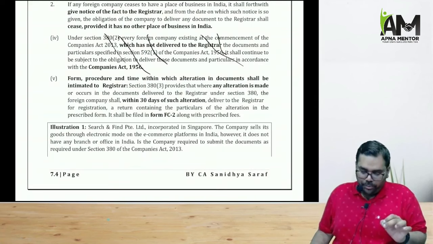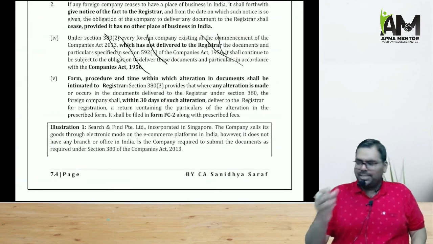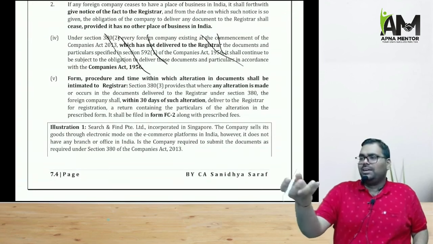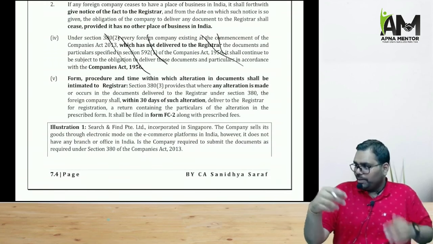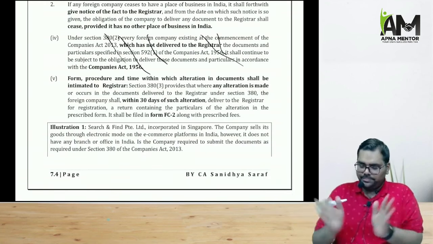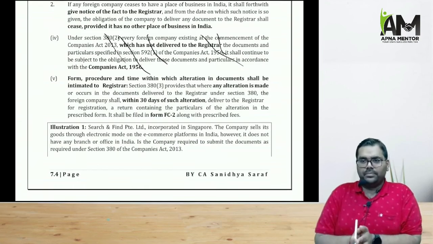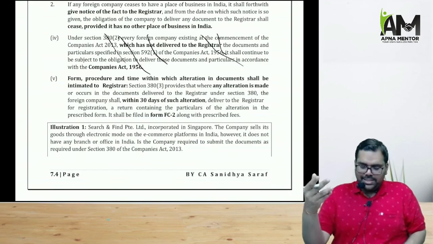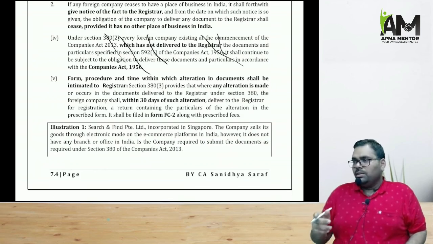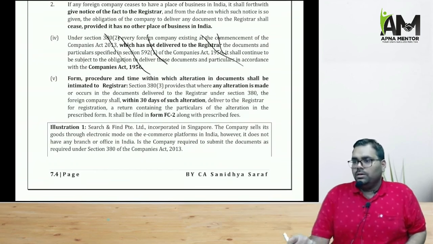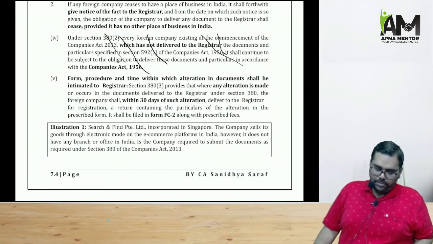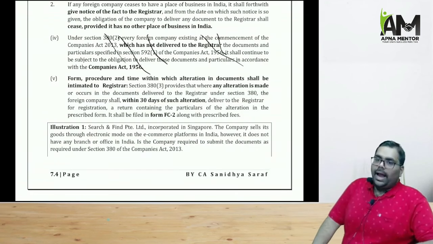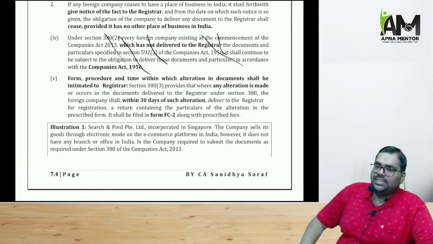Form, procedure and time within which alteration in document shall be intimated to the registrar. Similarly, if there is any alteration to any information, let us say you are changing the place of business in India, then you need to submit the altered information to the ROC within 30 days of alteration along with the fee. And again the same intimation has to be done in New Delhi. This is form FC2. When the companies came, they initially delivered the documents to the ROC in form FC1. And now if there is any alteration, that is in FC2.